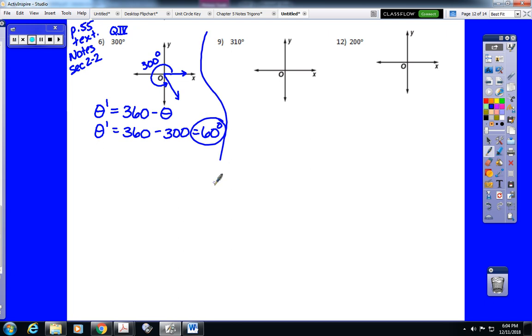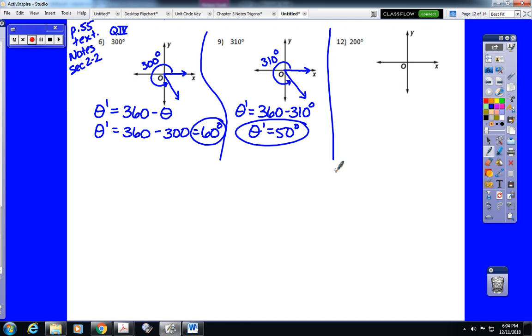On the next one, 310 degrees is also in quadrant 4. So it's going to be a very similar looking picture. The only difference will be the label will now say 310 degrees. The work will also be the same, 360 minus 310, meaning the reference angle is 50 degrees.